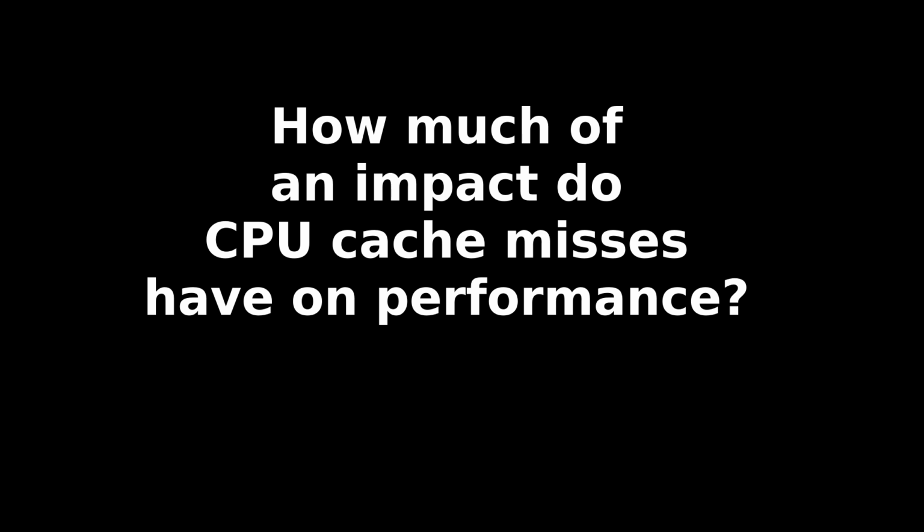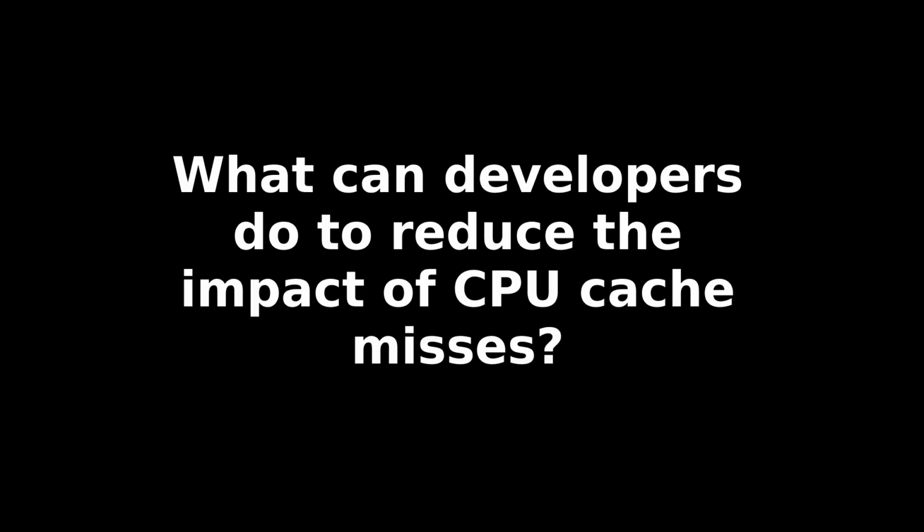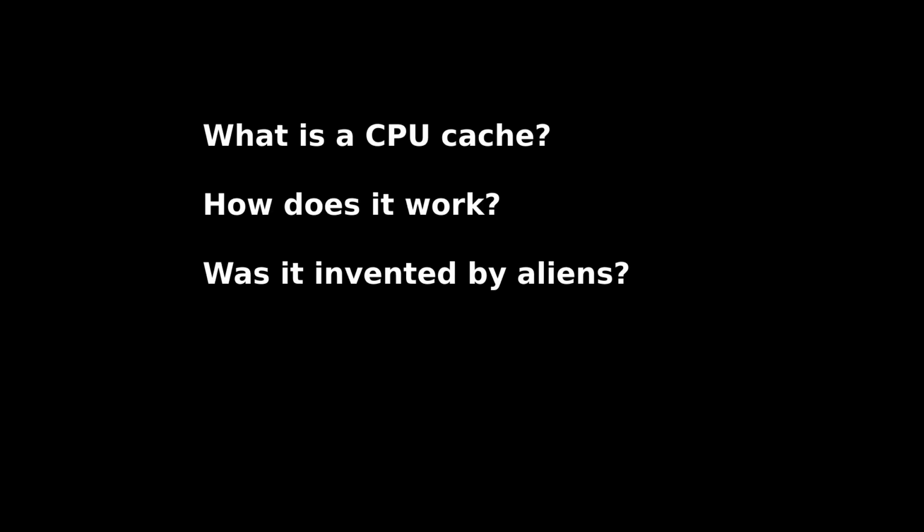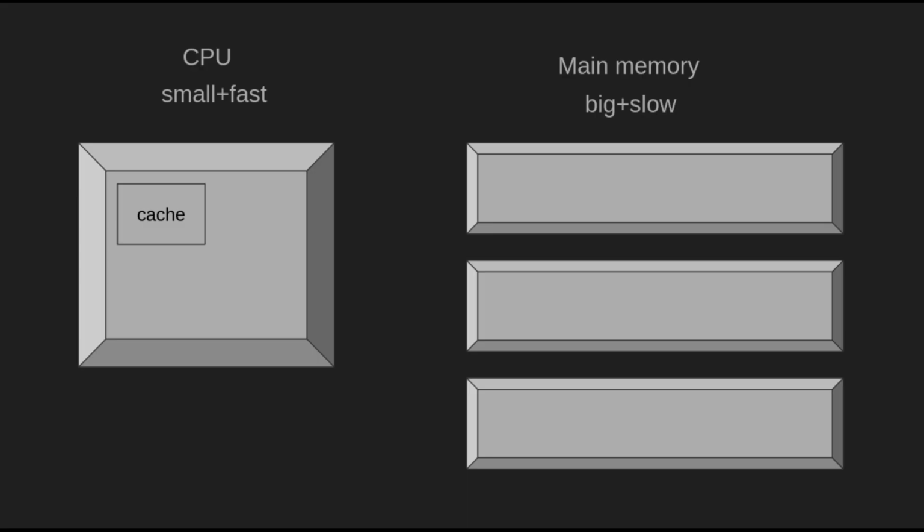I wanted to dive in and understand just how much of an impact CPU cache misses can have, as well as what developers can do to avoid cache-related performance issues. Let's start by reviewing what the CPU cache is. Simply put, the CPU cache is a small amount of high-speed memory incorporated directly on the CPU.